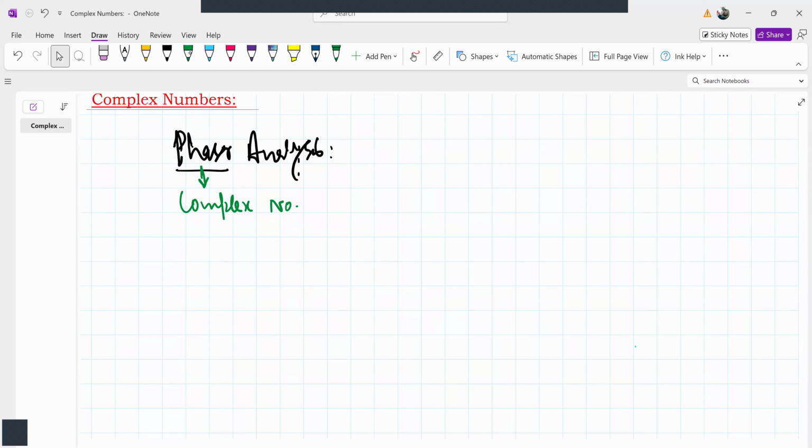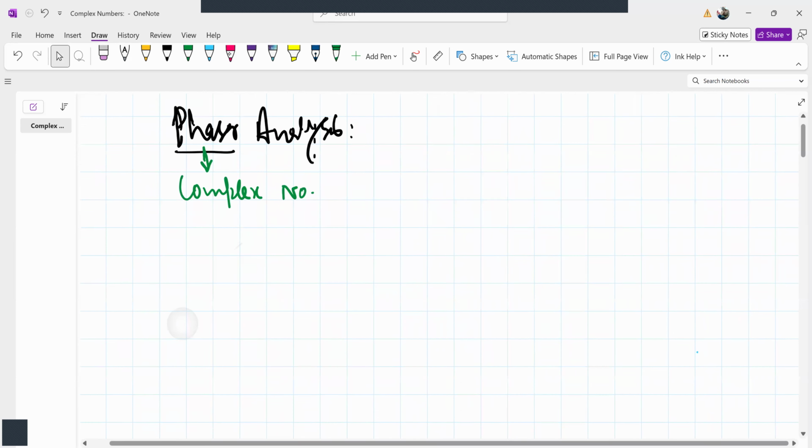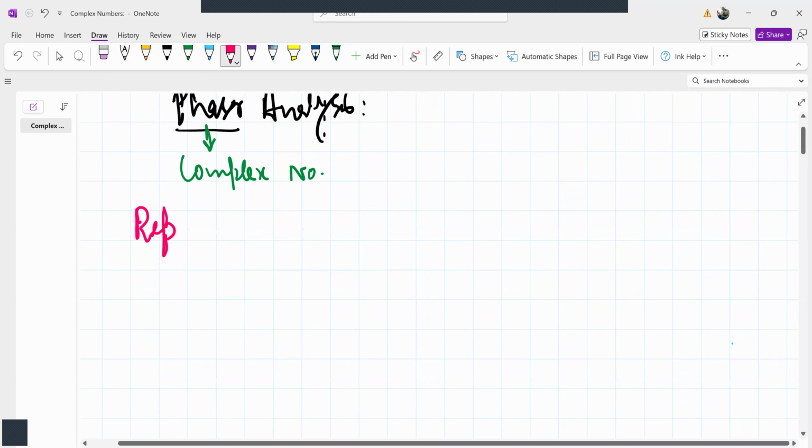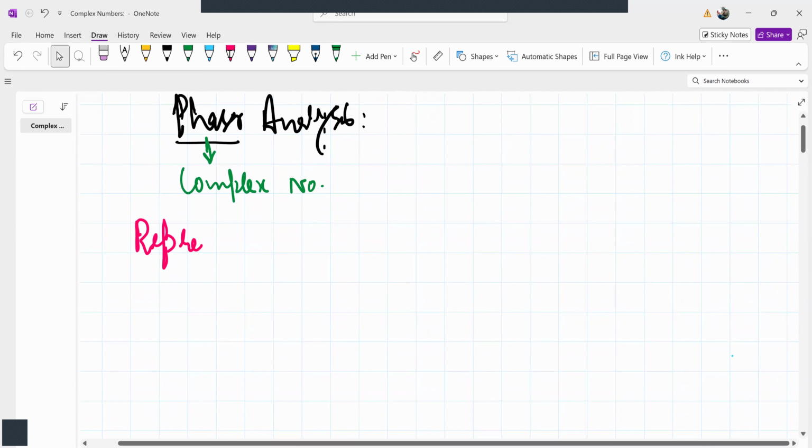That's our next topic. So in this session, we'll learn how we represent a complex number and how we perform different operations on these complex numbers. So let's start with how we represent a complex number. Let's talk about the representation of this complex number.